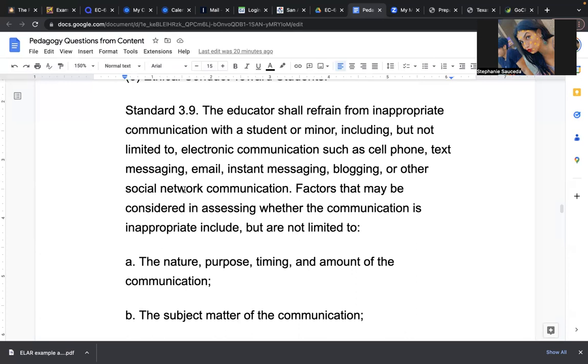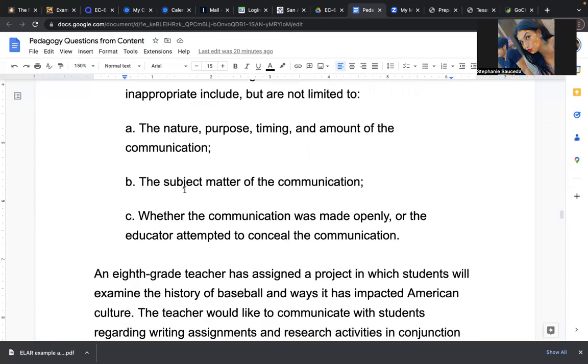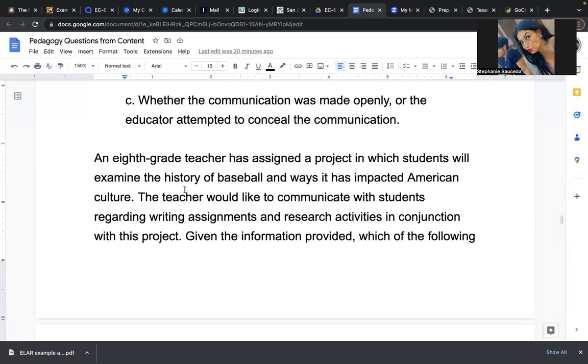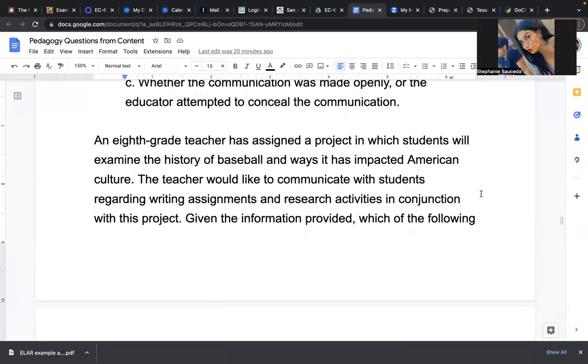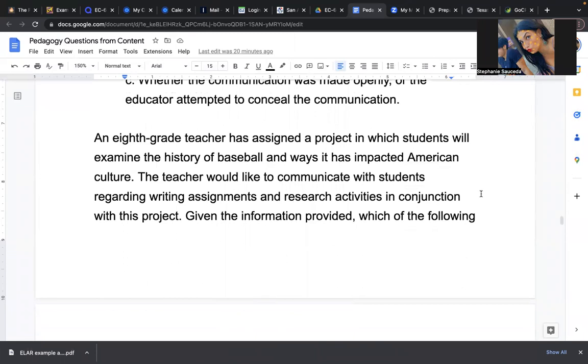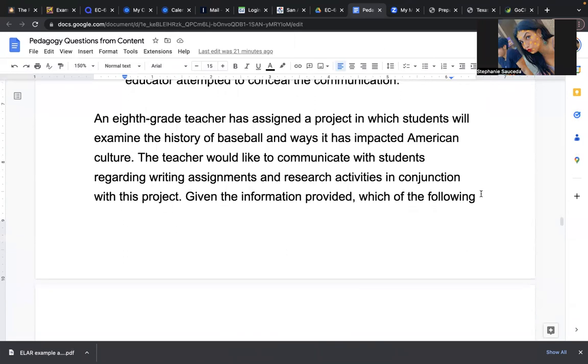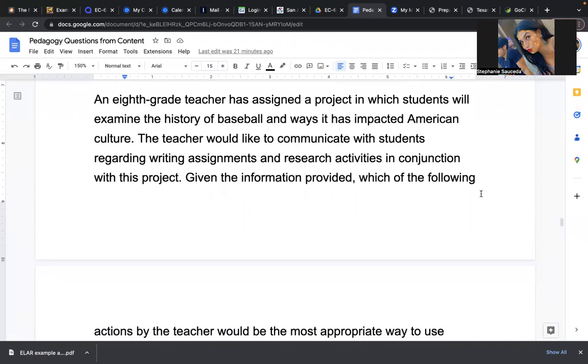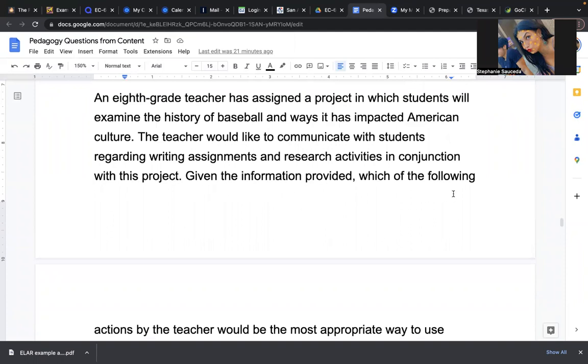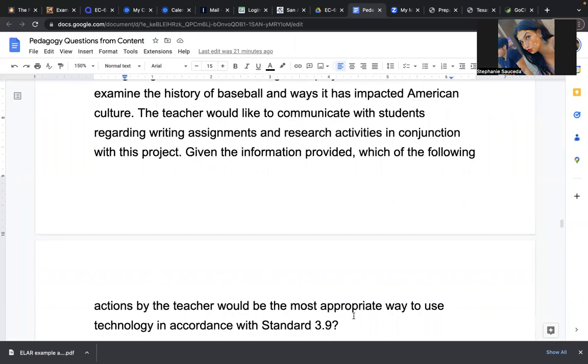We'll get into the question because I don't really know what it's about, so let's just see. An 8th grade teacher has assigned a project in which students will examine the history of baseball and ways it has impacted American culture. The teacher would like to communicate with the students regarding writing assignments and research activities in conjunction with this project. Given the information provided, which of the following actions by the teacher would be the most appropriate way to use technology in accordance with Standard 3.9?